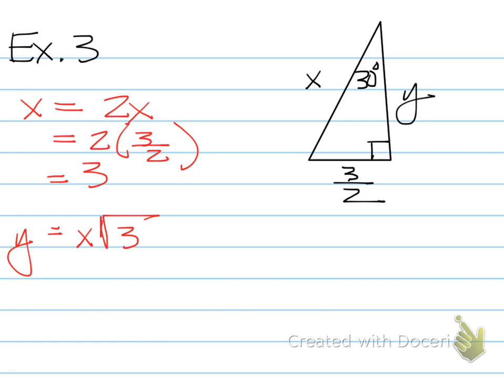And the measure of the long leg is always the length of the short leg times the square root of 3. So the short leg is 3 over 2, so we multiply that by the square root of 3, and we get 3 root 3 over 2.